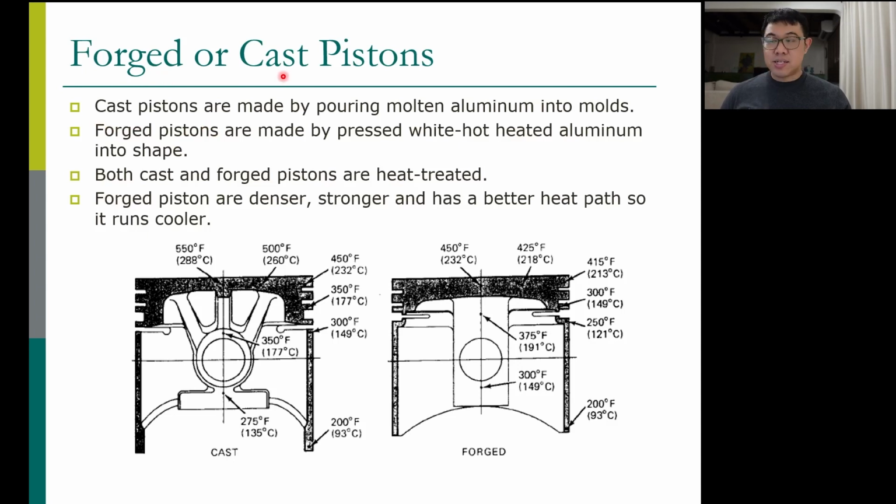A piston can be forged or cast. Cast piston means you make it by pouring molten aluminum into molds. Forged piston means you press. First you heat the aluminum, but you don't melt it. You heat the aluminum such that it becomes red and soft, and then you put that into a mold and hit it hard, you press it hard so that it becomes shaped into the piston shape. Both of them are heat treated to make them stronger.